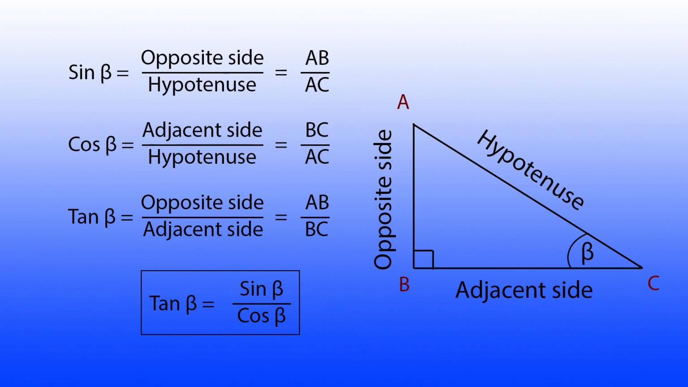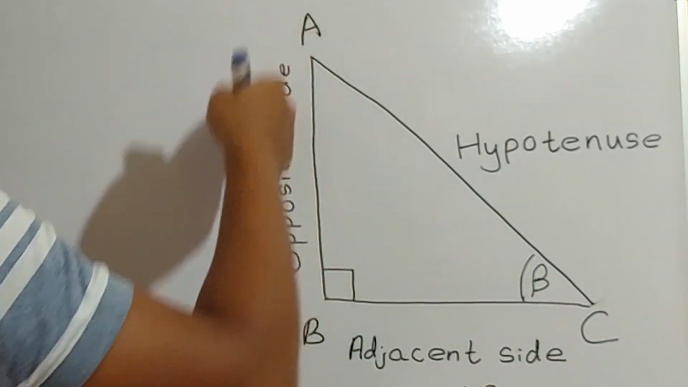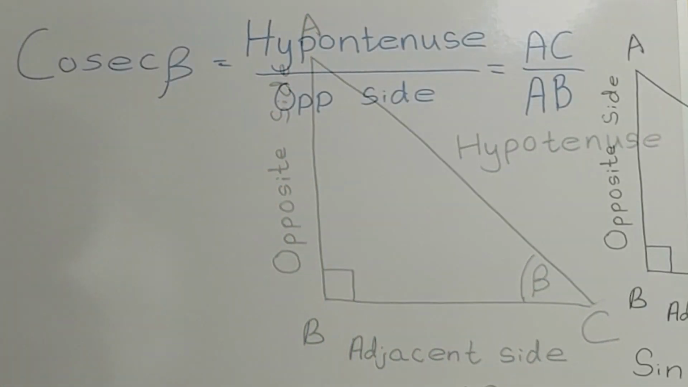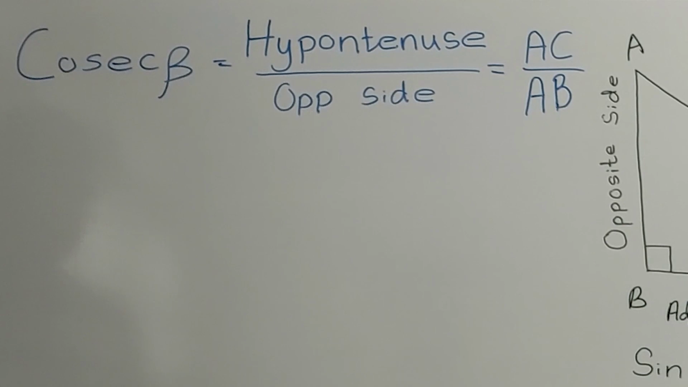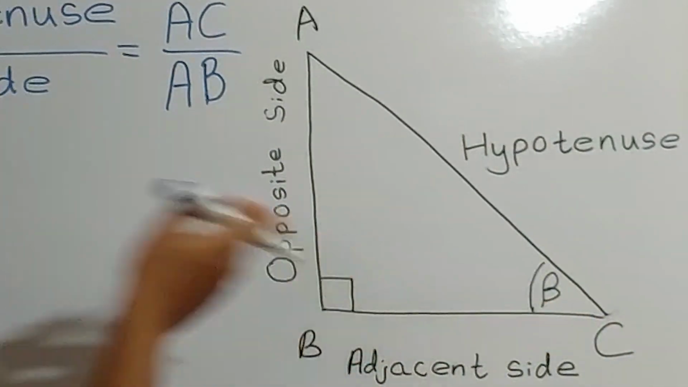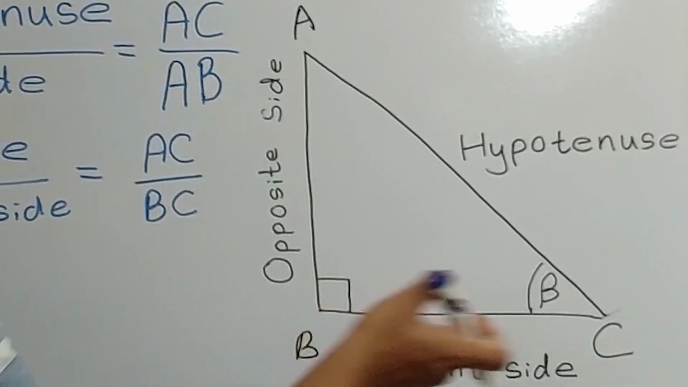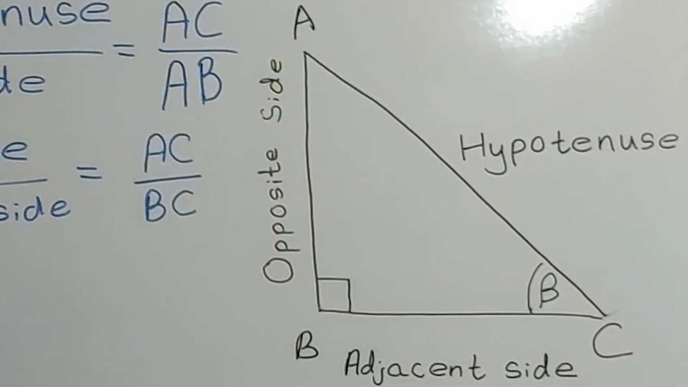Next we are going to learn about the other 3 formulas. Those are cosec, sec, and cot. Cosec beta means hypotenuse over opposite side. And sec beta means hypotenuse over adjacent side. Finally cot beta means adjacent side over opposite side.